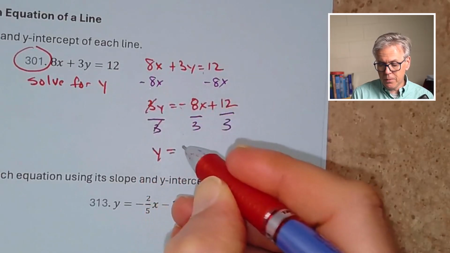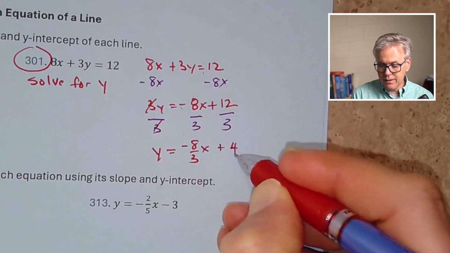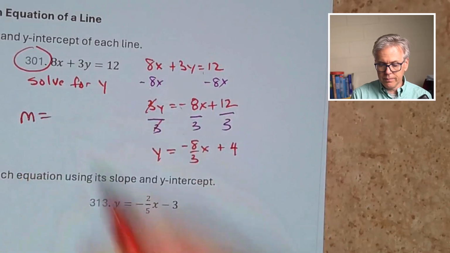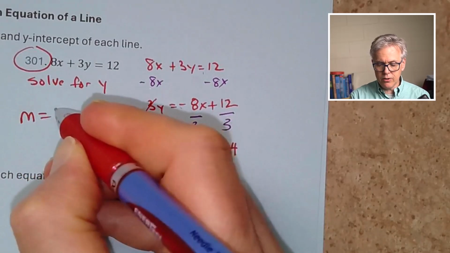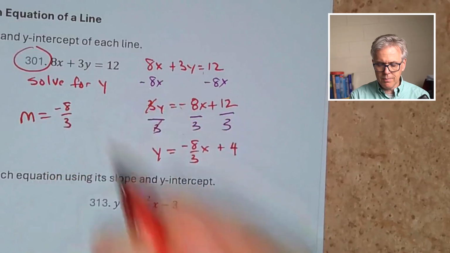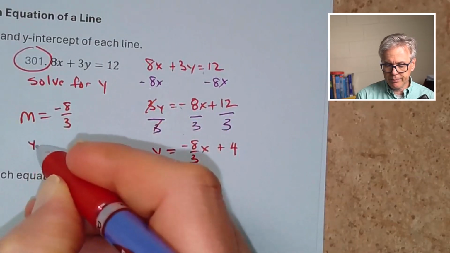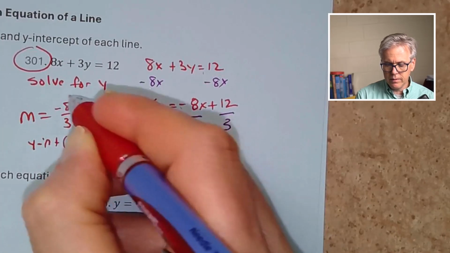Because when we can get it in this form of y equals mx plus b, now it's a little more clear what the slope and y-intercept are. So what is my slope in this equation? So the slope is this -8/3. Don't say -8/3 x. That's the most common wrong answer. Make sure you don't do that. Slope -8/3. What's the y-intercept? Good. (0, 4).